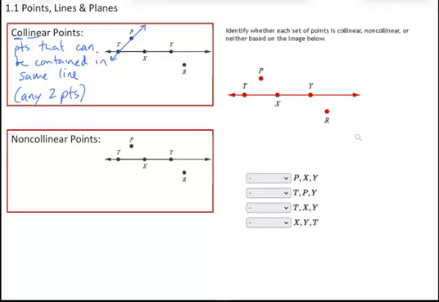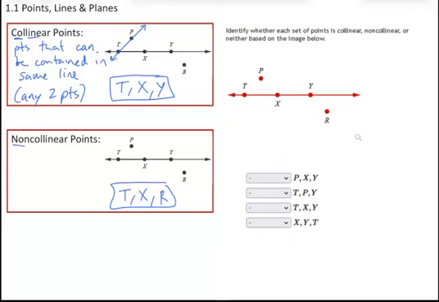Okay, so any 2 points, no matter where they are, will always be considered a set of collinear points. Now, once you get to 3 points, it can or can't be. If I took point T and point X, what's the other point that I would have to choose that would be a set of 3 collinear points? Y. The only other point that falls on that same straight line would be Y. If I took T, X, and then any point other than Y, so either P or R, now that would be a set of non-collinear.